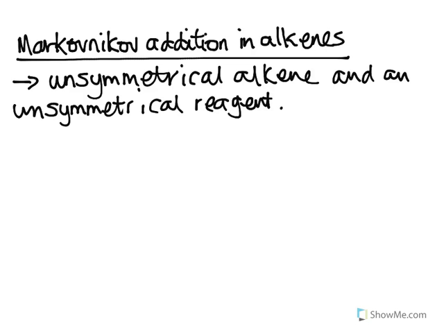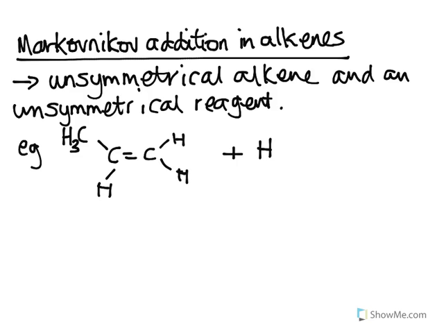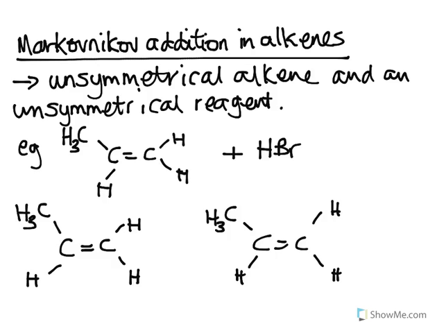So let's take as our example propene, where the two carbons with the double bond are not the same, they have different groups, so it's not symmetrical on either side, and we'll take HBr as a reagent that's going to be adding across the double bond. So we have two possible products here, depending on which way it's lined up and which way it adds across.